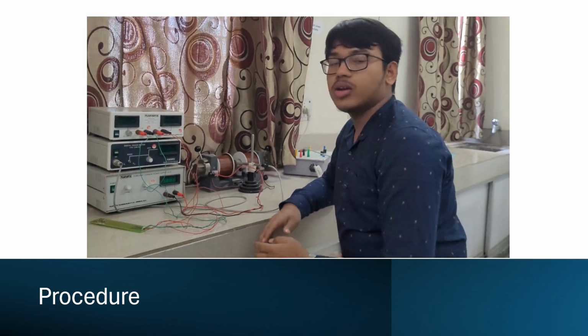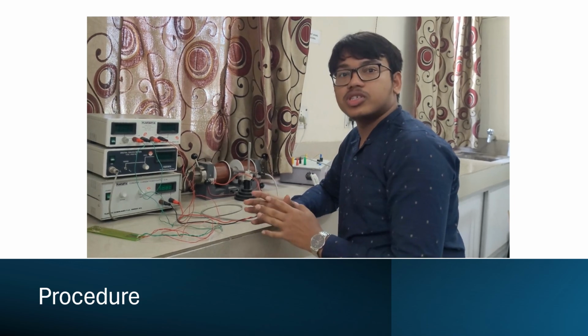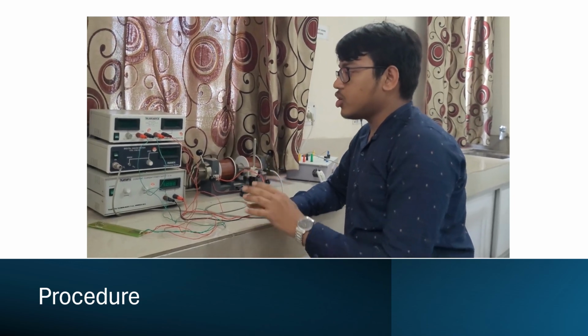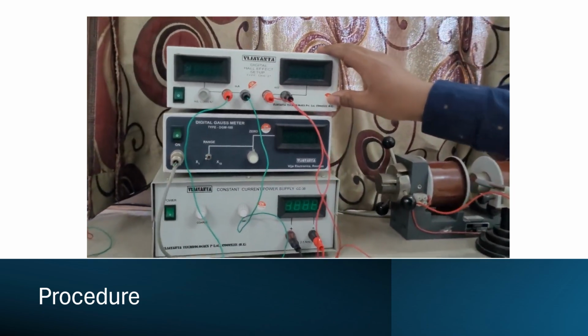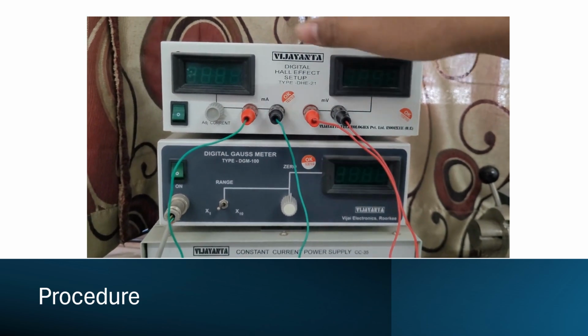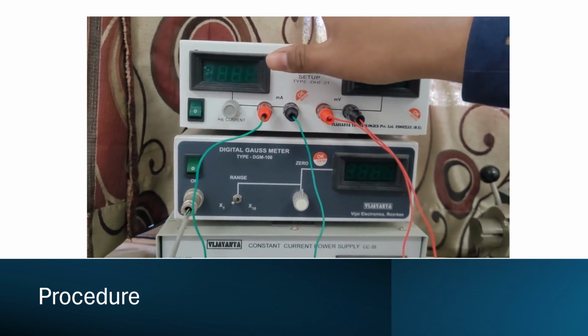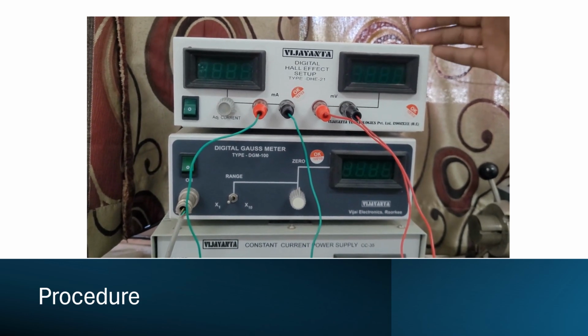So, hello friends. Today we are going to perform the Hall effect experiment. So let me first describe the apparatus briefly. As you can see in this apparatus, we have the digital Hall effect setup, in which there is an ammeter and there is a voltmeter. Through this ammeter, we measure the current that is passing through the semiconductor, and here we calculate the Hall voltage.